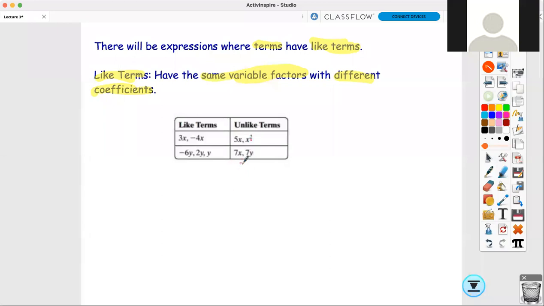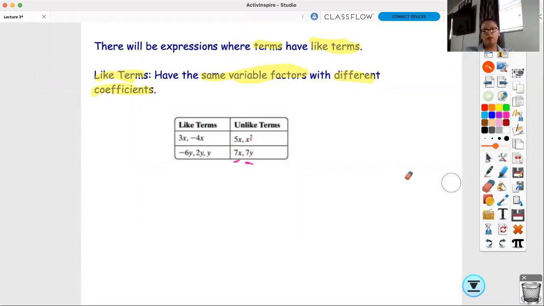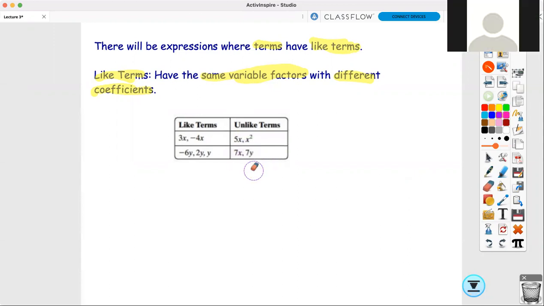Now here, this is pretty common sense, but they both have a 7. But the thing that makes them unlike is the what? The x and the y. There you go. So I'm going to give you guys about 2 minutes to set this up in your notebook before we move on, because there's a reasoning behind understanding what like terms are. Some equations and expressions are going to have them, and your job is to combine them.